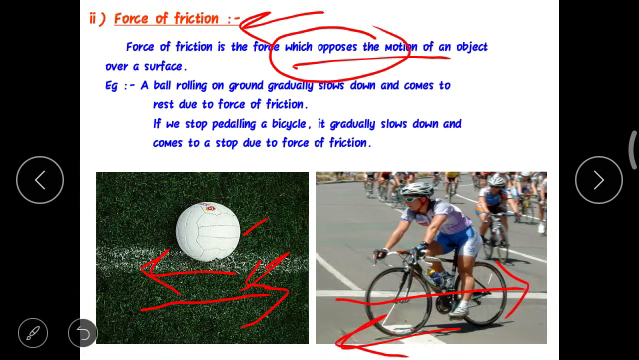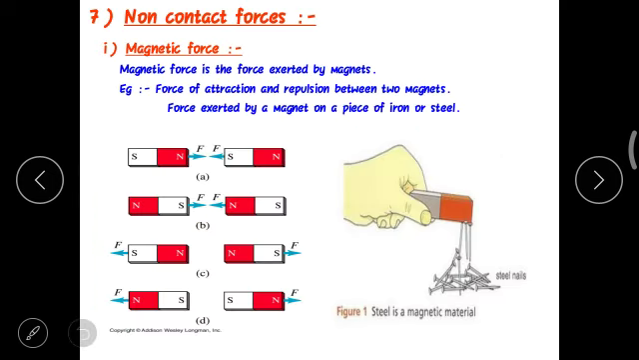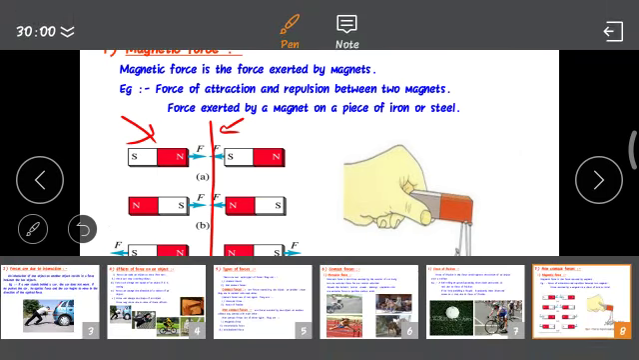And here also the road and the bicycle both are in contact, so it is also a contact force. So the next one, non-contact force. Non-contact means both the objects are not in contact. So here you are watching that both the magnets are not in contact, there is some space present between them. So the force which is acting between two objects which are not actually in contact with each other is a non-contact force.